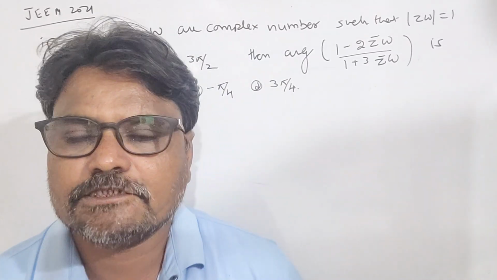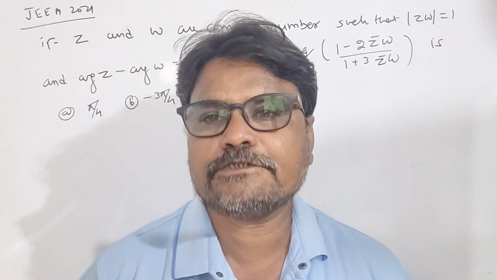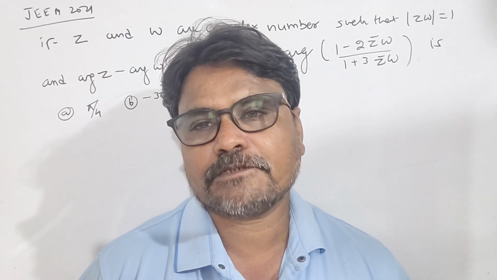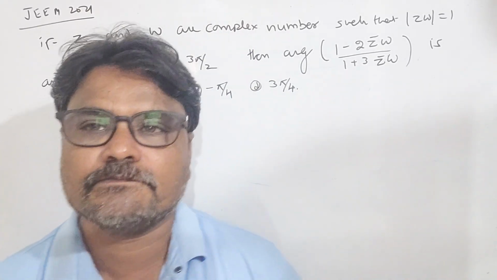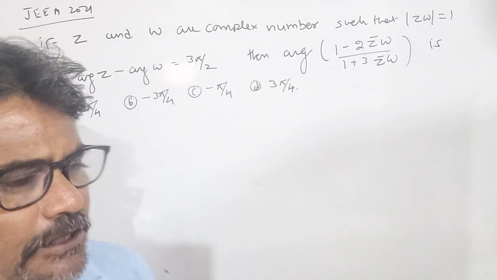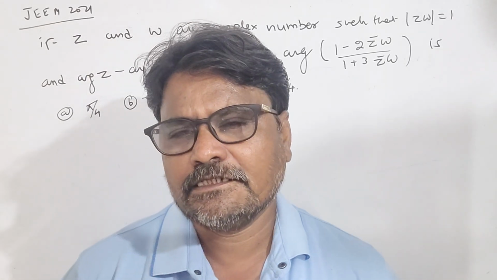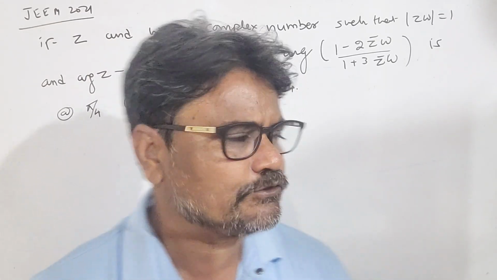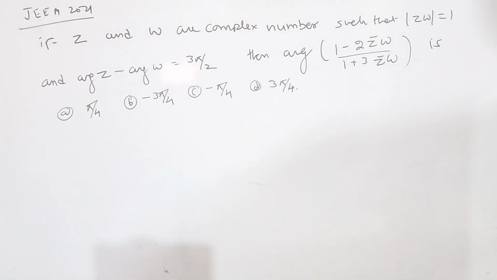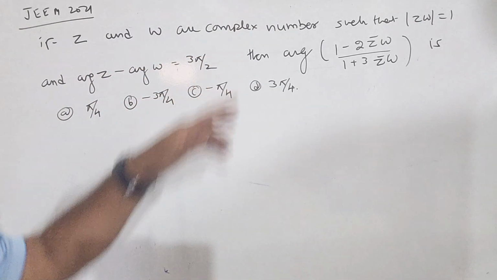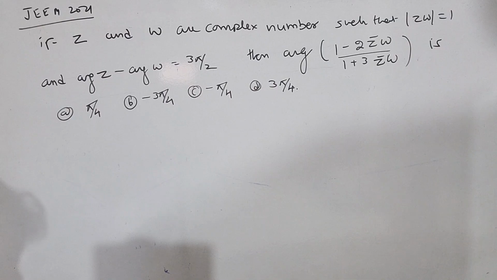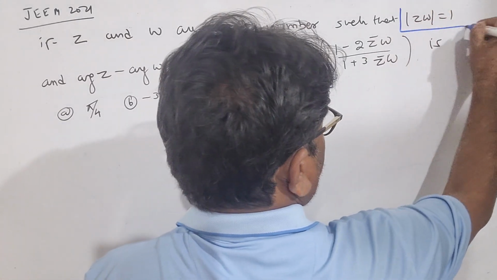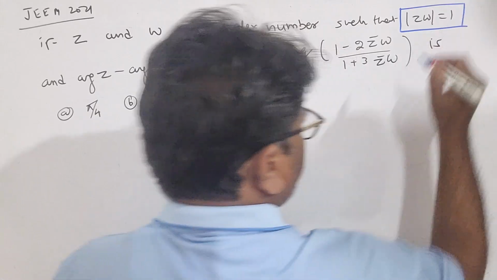Hello everyone. In this video we will see this 2021 JEE Mains question on the concept of argument of a complex number. All those arguments, properties, the locus of argument, all those concepts you should know to solve this problem. But look here, if Z and W are complex numbers such that modulus of Z into W is 1.